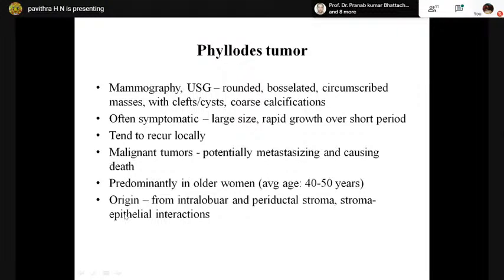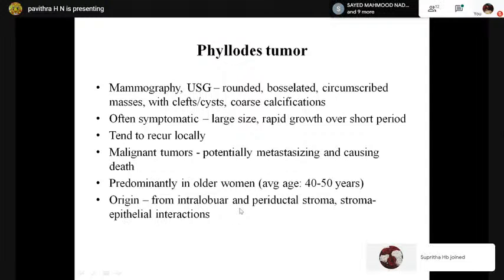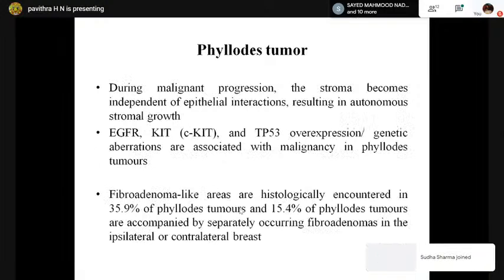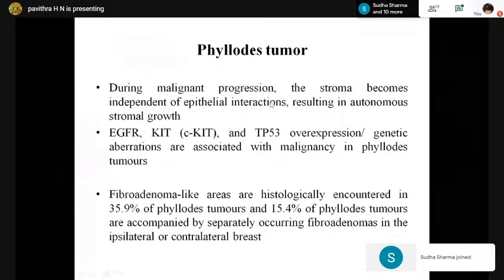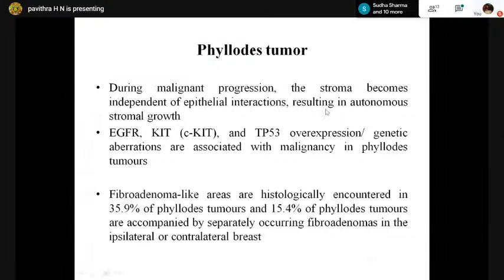And the origin is from the intralobular periductal stroma, and stromal epithelial interactions will be seen. So during malignant progression, the stroma becomes independent of the epithelial reaction, and there will be autonomous stromal overgrowth. There will be overexpression of TP53, c-KIT, and EGFR with genetic aberrations in malignant ones.